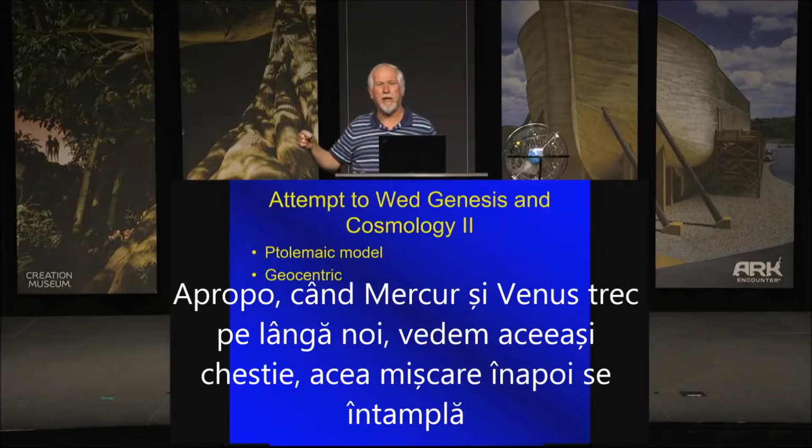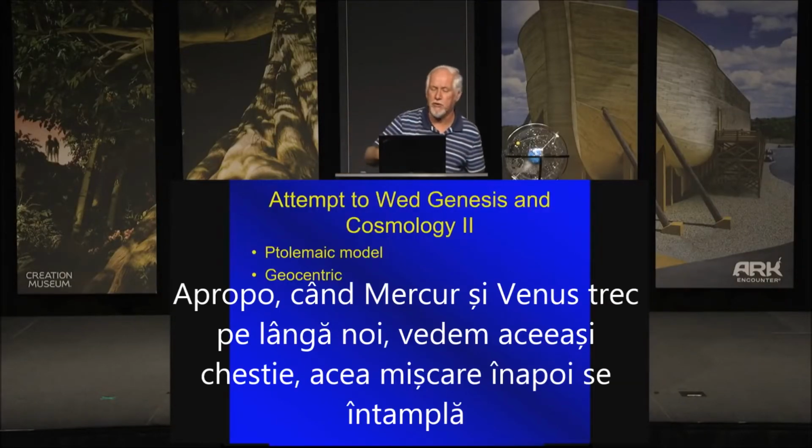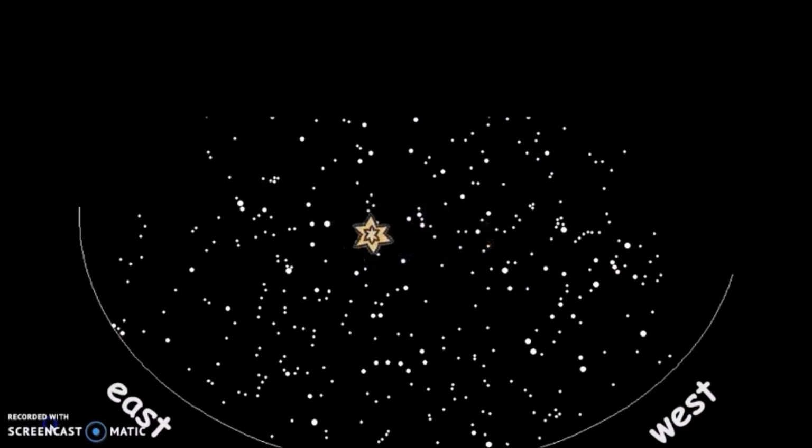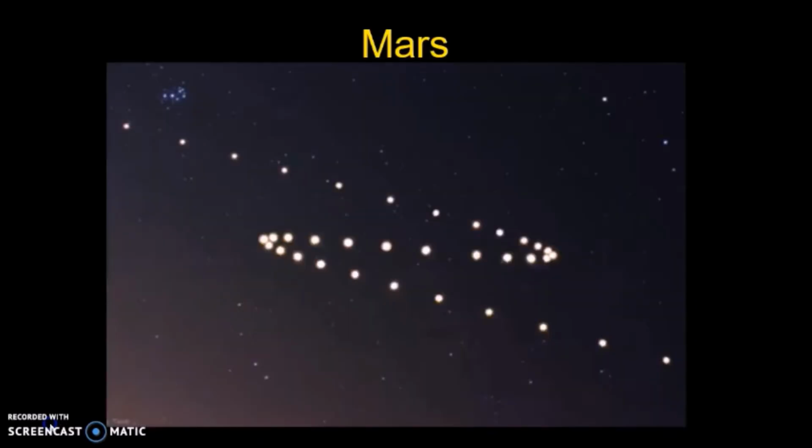By the way, when Mercury and Venus pass us up, we see the same sort of thing, that backward motion taking place. Well, here are some photos of Mars. Each one was taken about 2 weeks apart. Mars starts in the lower right and moves to the upper left with a major zigzag.